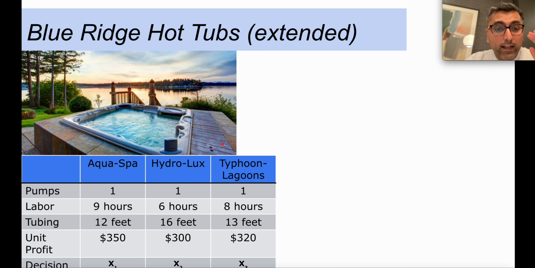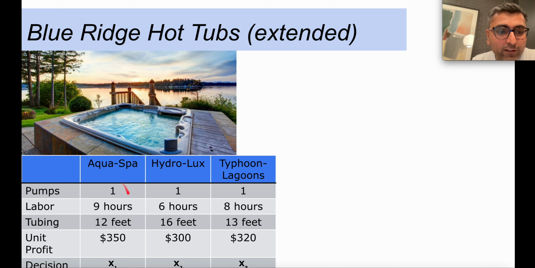So imagine now that you are this manufacturing company and you're trying to decide what quantities of each of these products you should build so that you maximize your profits. You have these decisions to make: X1 being how much to build of Aqua Spa, X2 being how much to build of Hydrolux, and X3 being how much to build of Typhoon Lagoons.